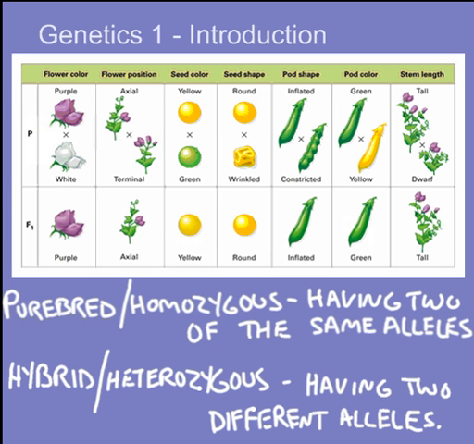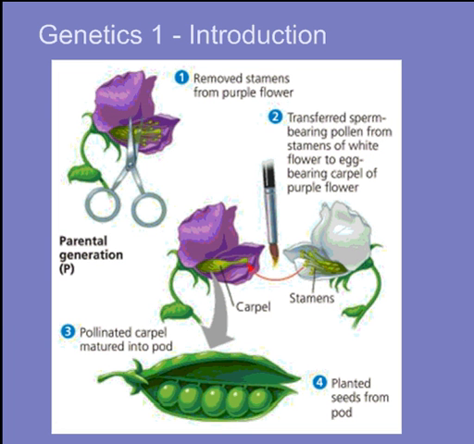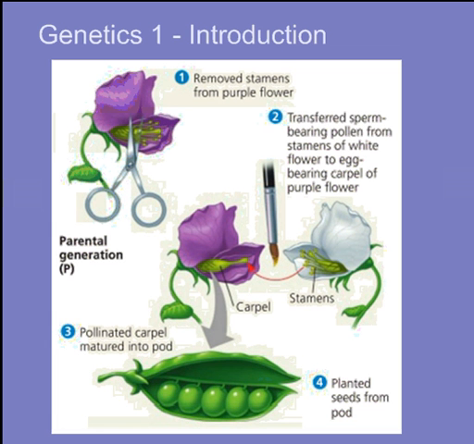Now, homozygous and purebred mean the same thing, two of the same alleles. Hybrid and heterozygous mean the same thing, having two different alleles. So what you need to understand is that Mendel was controlling the breeding of the plants. He was deciding which plant was going to be the mother and which plant was going to be the father.